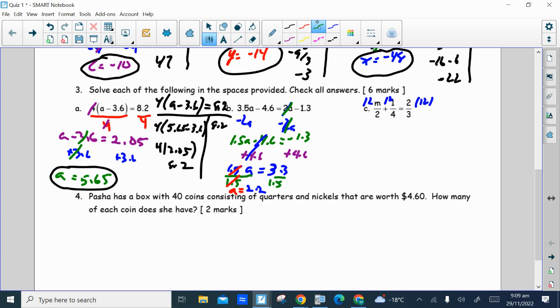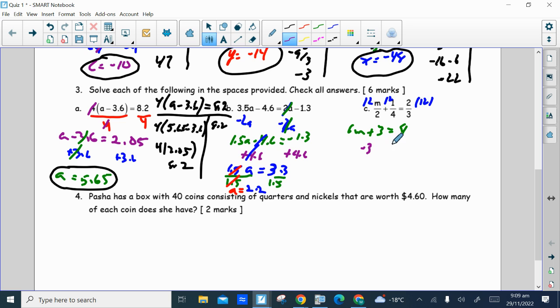And the reason we do that is because we can divide. 12 divided by 2 is 6. You'll have 6m. Plus 12 divided by 4 is 3. Times 1, there's a 1 there, is still 3, equals 12 divided by 3 is 4, times the 2 up top. 4 times 2 is 8. So by multiplying all the terms by 12, I get rid of the denominators.